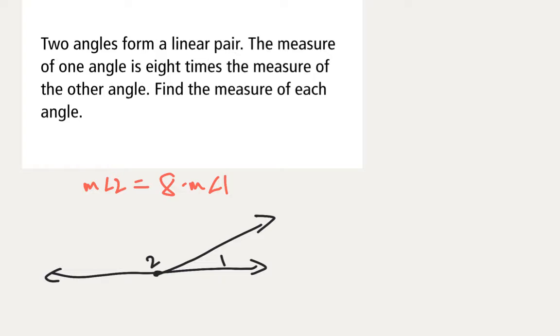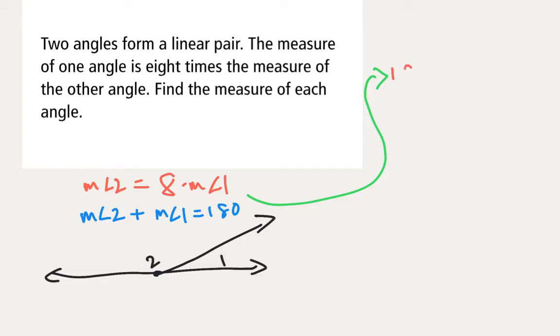And what else do we know? Oh, we also know that they're a linear pair, which means that measure of angle 2 plus measure of angle 1 equals 180. So I'm going to move myself up here. That's a good place to start. We know 180 equals measure of angle 2 plus measure of angle 1.